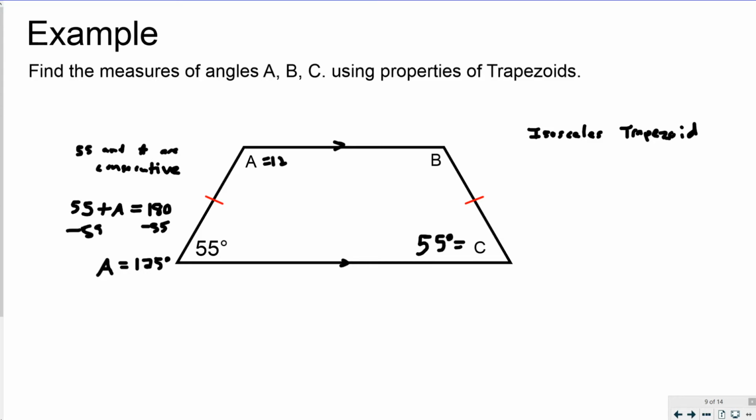And if A is equal to 125 degrees, that means that B is also 125 degrees because it is a base angle as well. And the two top base angles are congruent to each other, just like the two bottom base angles are congruent to each other.